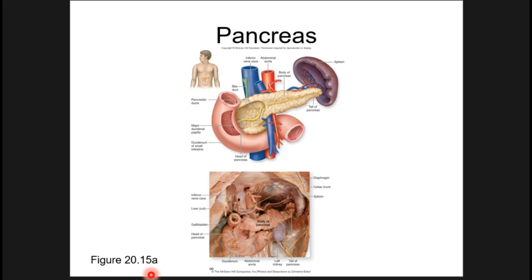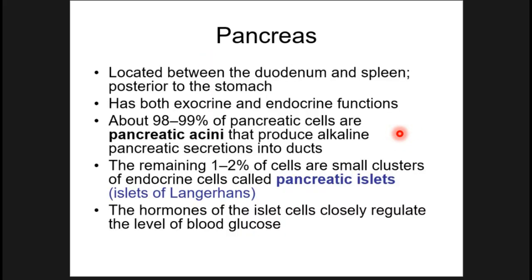We're going to see it again in digestion, because this is a fully glandular organ, but it has cells that are exocrine cells that secrete products into ducts. There's the duct. And it's going to have endocrine cells that secrete hormones into the bloodstream. We're just focusing on the endocrine portion today.